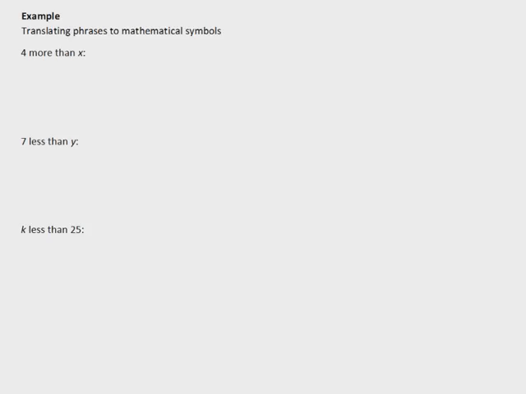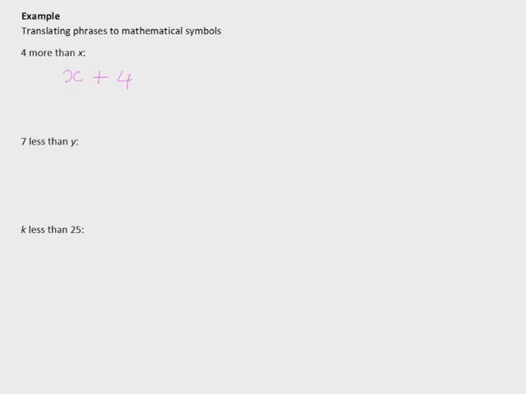Essentially, word problems are about translating English language phrases into their mathematical equivalents. So, let's see some typical examples of phrases that occur and the mathematical symbols that mean the same thing. 4 more than x. If you see a phrase like 4 more than x, it's referring to a number that's 4 more than x. So I can denote it as x plus 4. This number x plus 4 is 4 more than x, obviously.